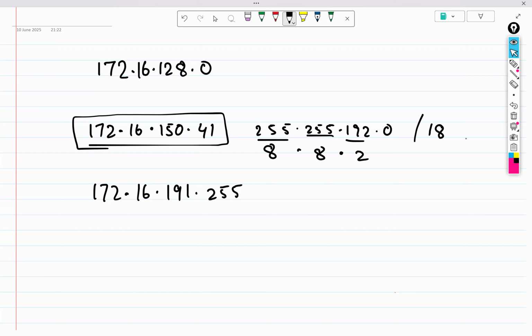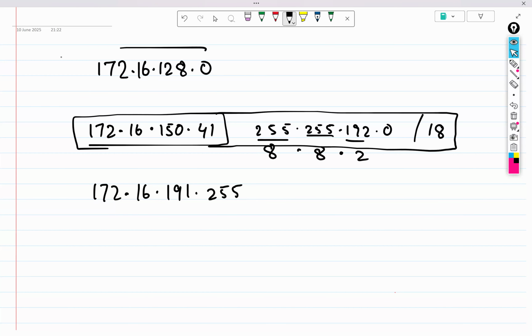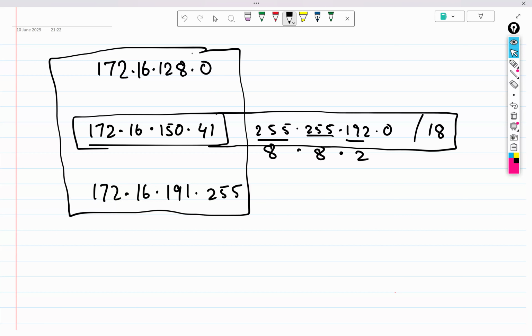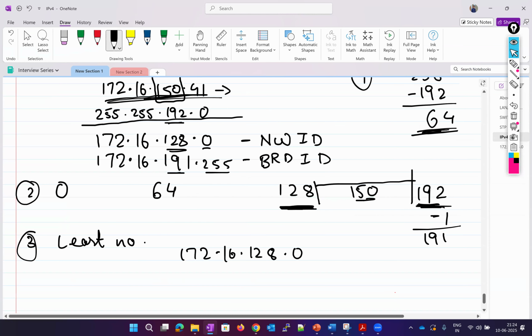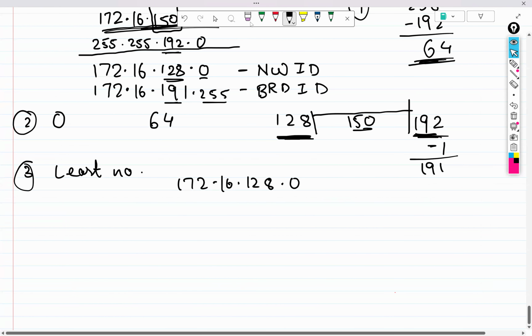172.16.150.41/18. With this address and this mask, this is your IP address range, or subnet range. Now, what is the significance of this? Whatever we calculated, what does it give us? What other information does it give?